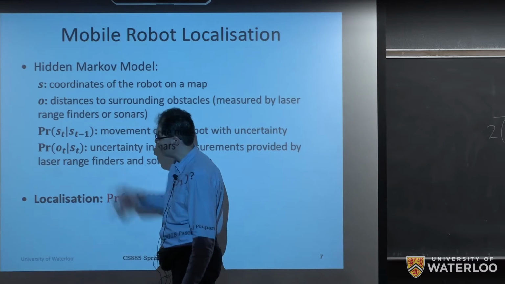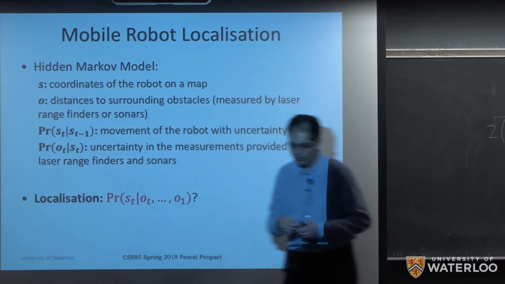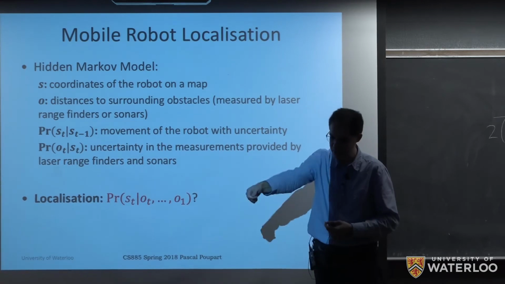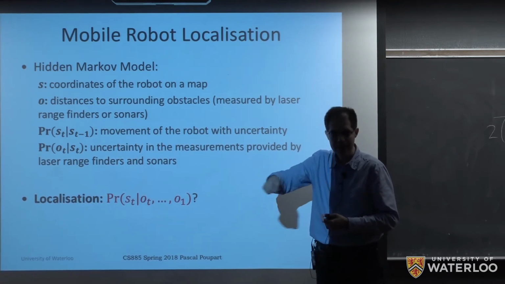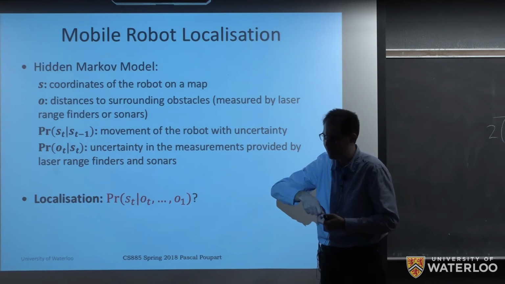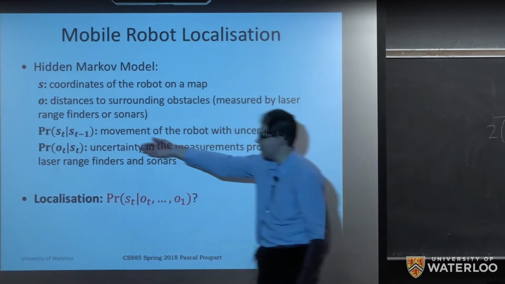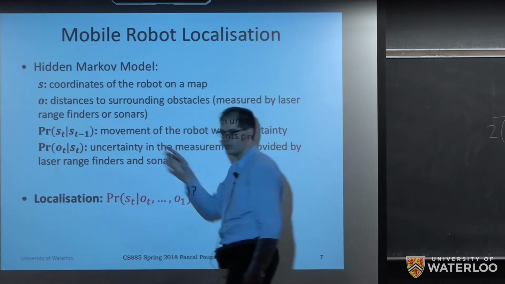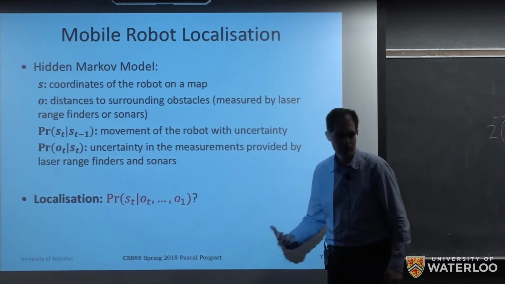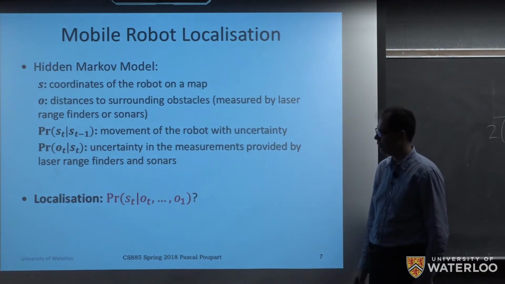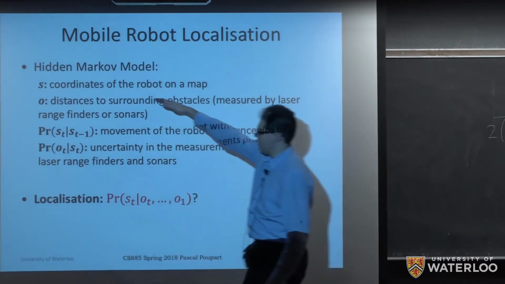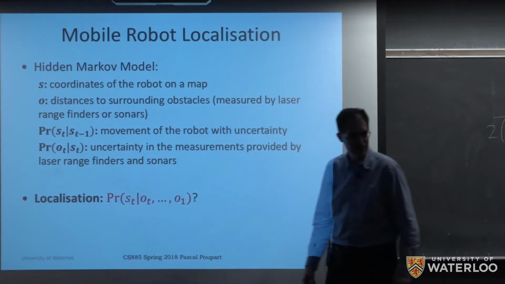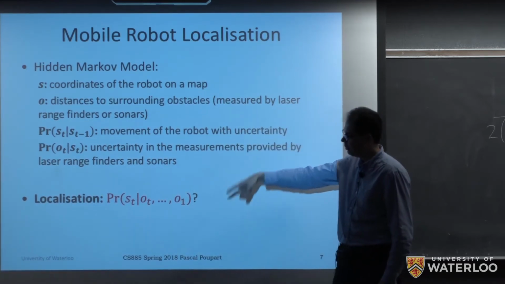Then I do the same thing for the observations. Here the idea is that the robot is in some location. Let's say it sends a laser beam and then measures the distance based on that. Well, it's not going to be precise. And again, we should have a distribution for the type of observations or measurements that the laser range sensor will report.